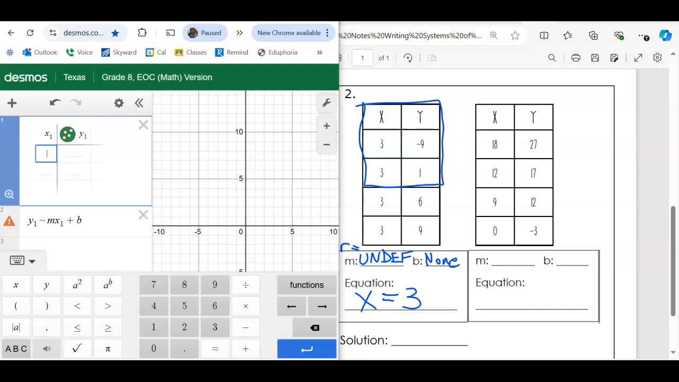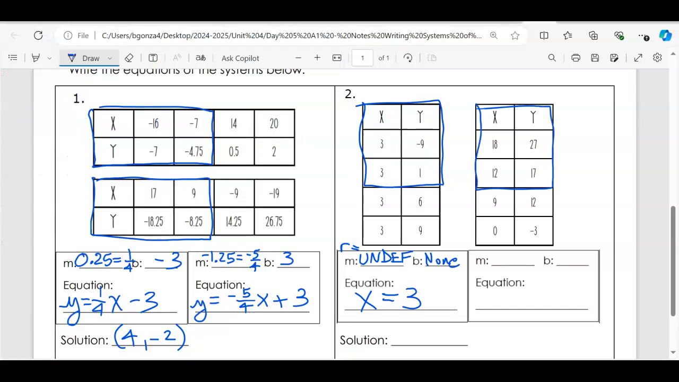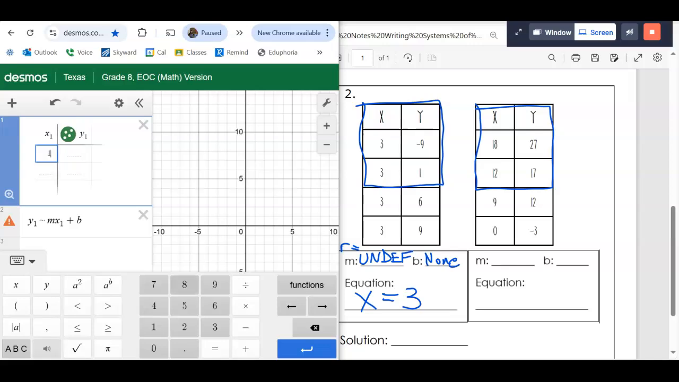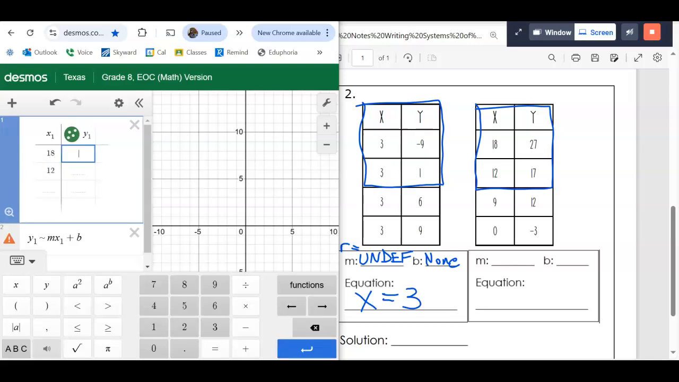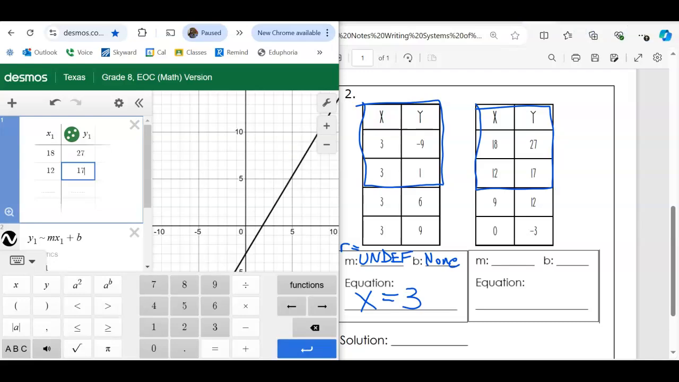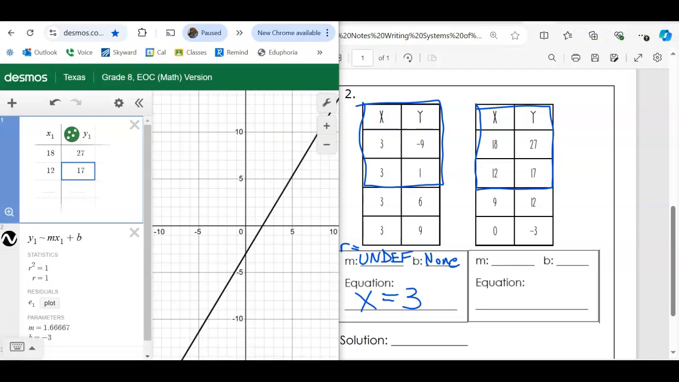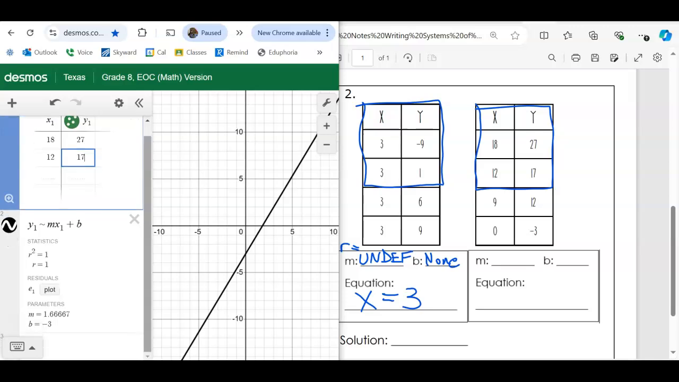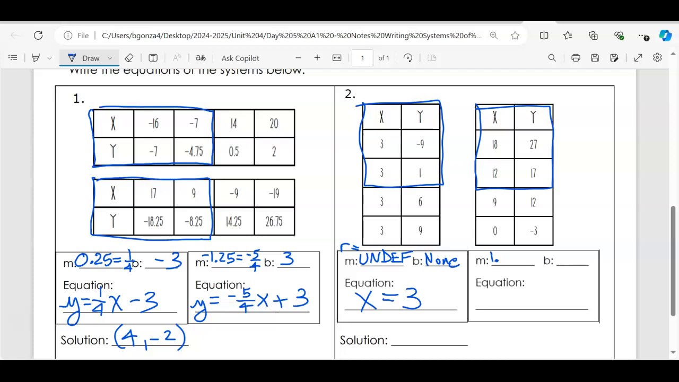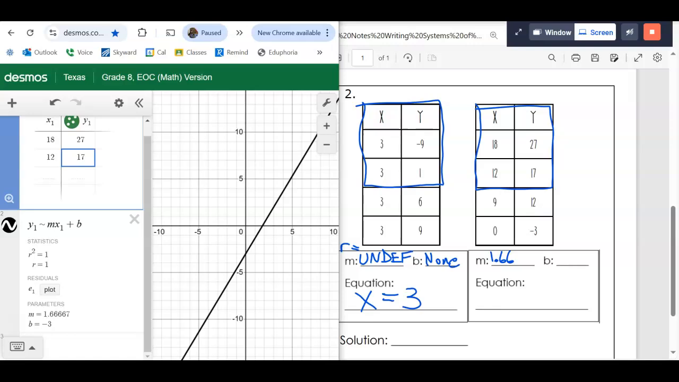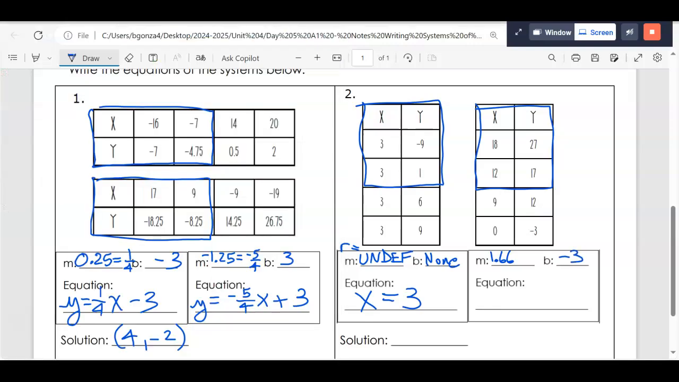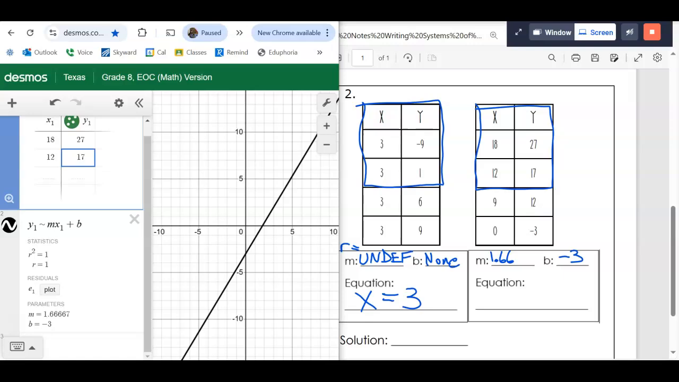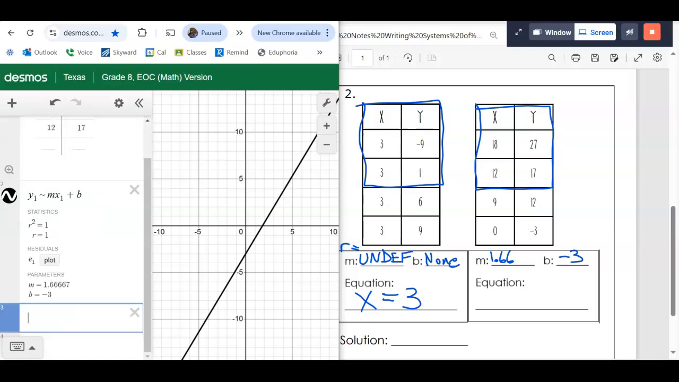Okay, now let's do this. The first 2 points here, so 18 and 12, 27, 17. Now I've got a nice line, and it tells me that my slope is 1.6667. And then my b value is -3. But again, 1.6, that's a repeating 6. Y'all see that? It keeps going. So here's how you can do this.